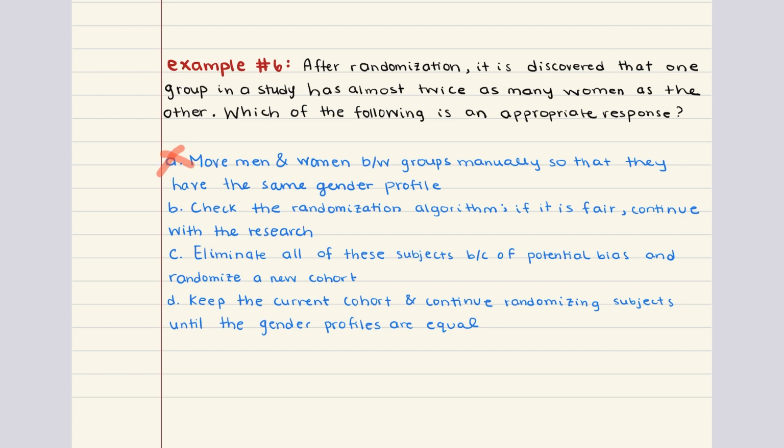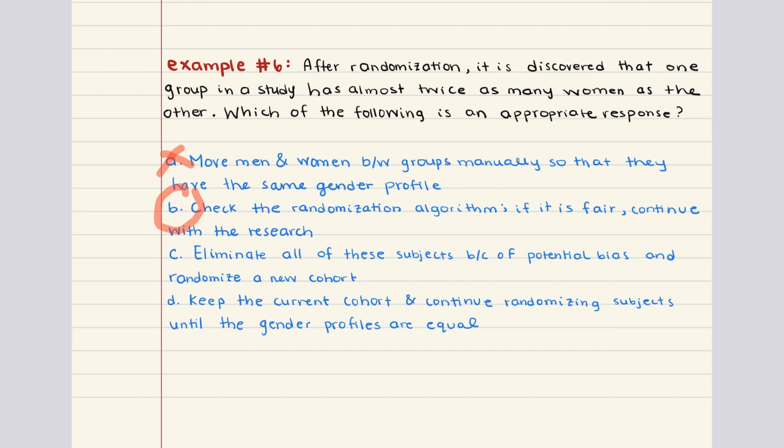B says, check the randomization algorithm. If it's fair, continue with the research. Now, this is actually the correct answer. The first step when you notice an imbalance is to verify that the randomization algorithm was implemented correctly and without any bias. If the algorithm is functioning like you expect it to, then the imbalance is just likely due to chance, which is acceptable in a randomized study. The researcher can just go ahead and proceed with the study, and the results are going to be statistically valid still. Now, that's the correct answer.